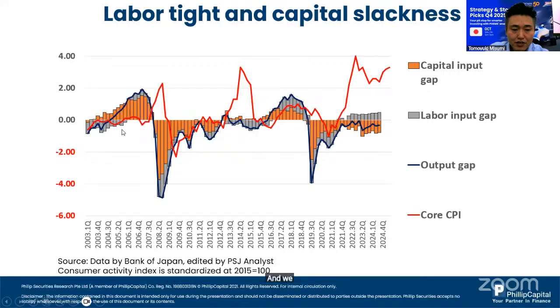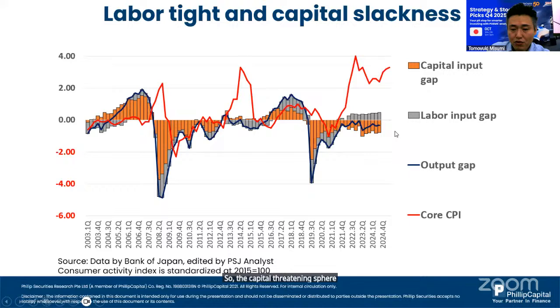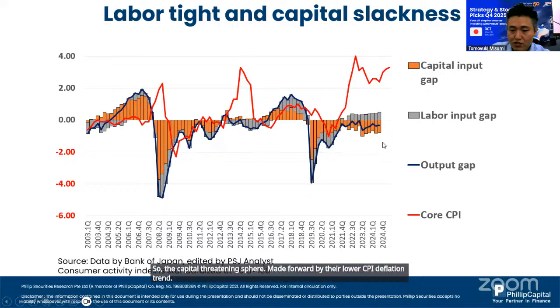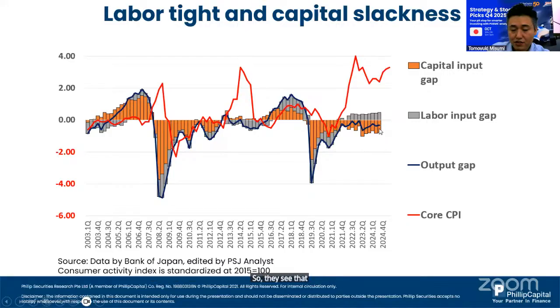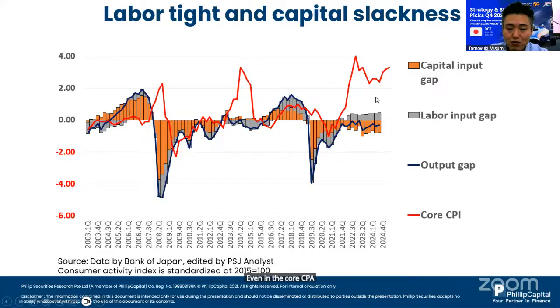We see that the shape is lagged but similar to the core CPI. So it is a lagging indicator, or even a predictor, of the core CPI. A capital slackness period may be followed by a lower CPI, a deflation trend. So they see that there is a risk of deflation. But it is surprising that even when the core CPI touched 4%, there was slackness in the capital input gap.